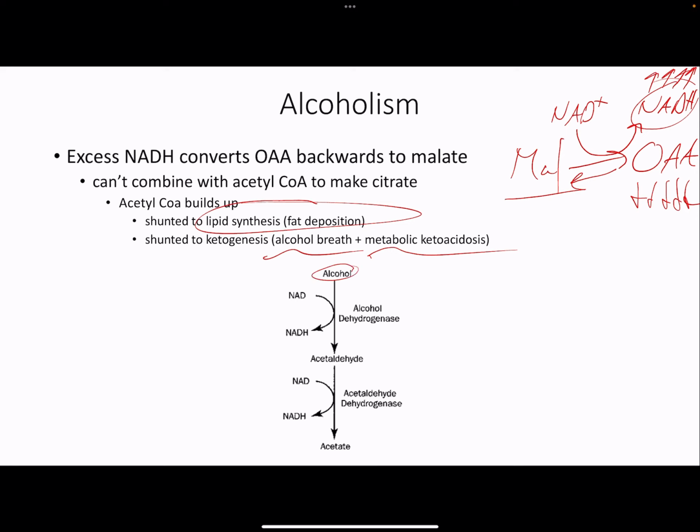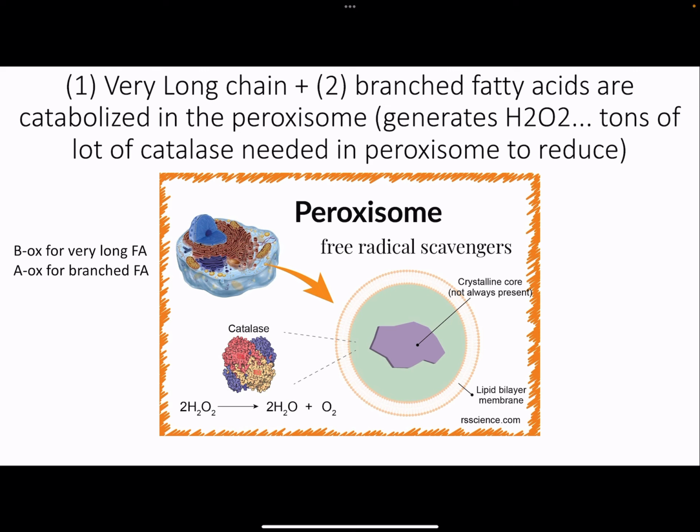And again, alcohol is just oxidized, generating an NADH. It's oxidized once more, generating another NADH. So too much NADH tricks your body into making fats and making ketones, because it doesn't know what to do with all this acetyl-CoA.